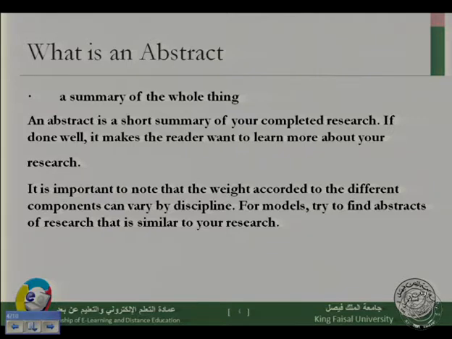So what is the solution? The solution is try to find similar abstracts, similar research, and then try to model them, not to copy them. We are going to talk about copy and paste later. This is called plagiarism. Plagiarism is, let's say, a big crime in research. Yes, seriously, it is a big crime, and we should not copy or paste other people's efforts.